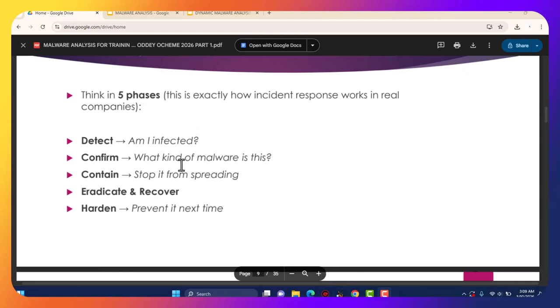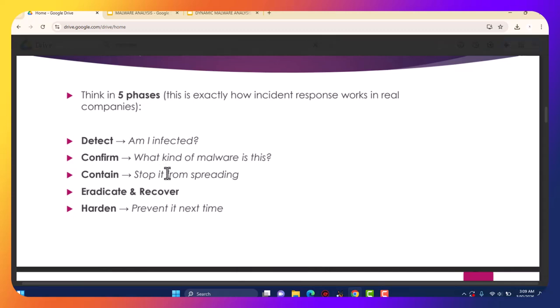So just as we say, these are the 5 steps that you follow in carrying out malware analysis, starting from detection to hardening. Hardening is the last one. Hardening means that you strengthen your system so that further incidents will not occur again.